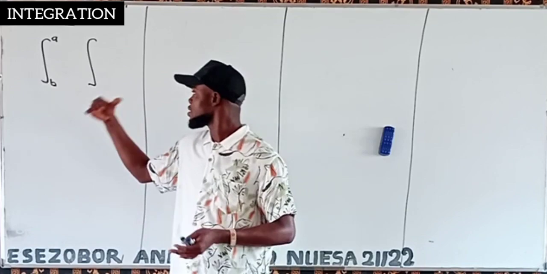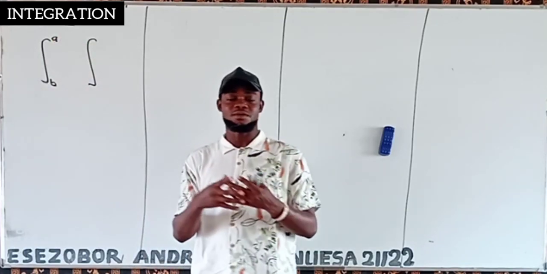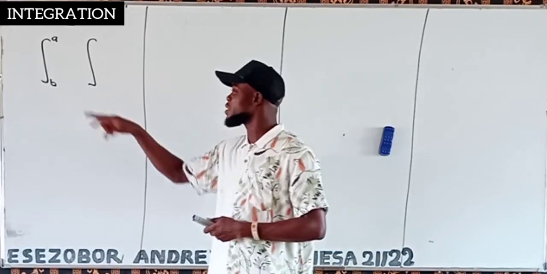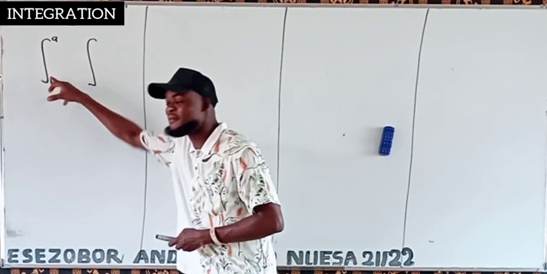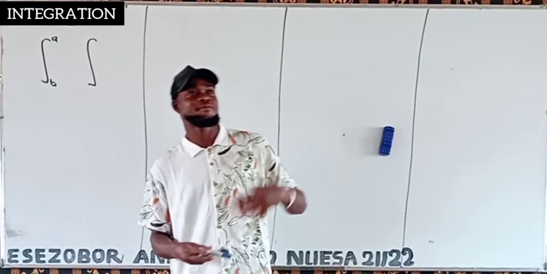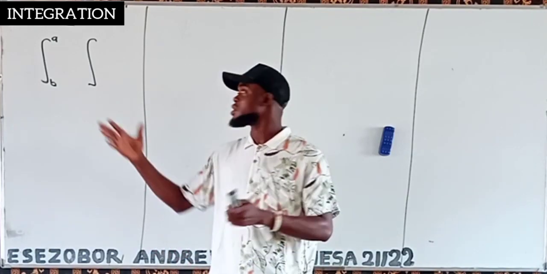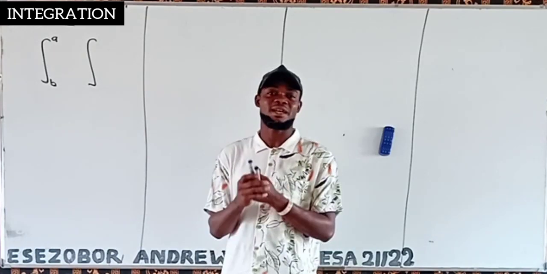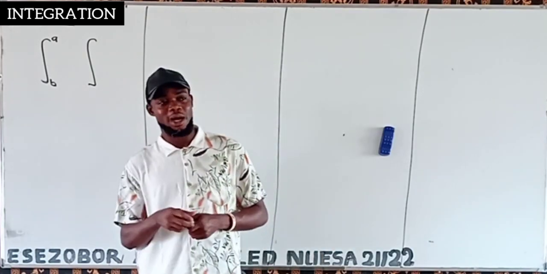Remember, definite integration is normally integrated within a particular limit or range. And we can also use this definite integration to find the area under a particular curve. So if you want to find the area under a curve, we use a definite integration for that. While this indefinite integration doesn't have any upper or lower limit.